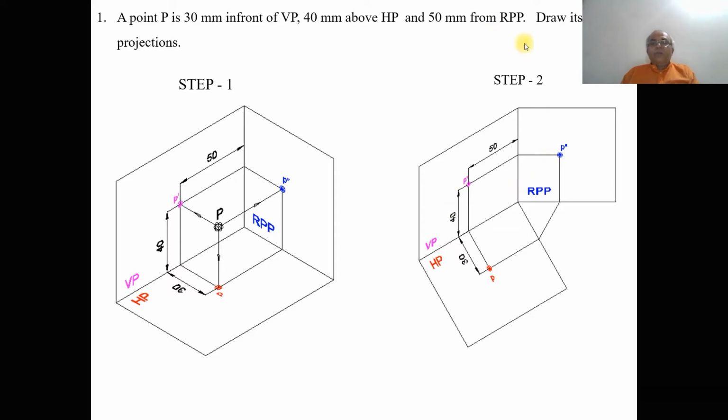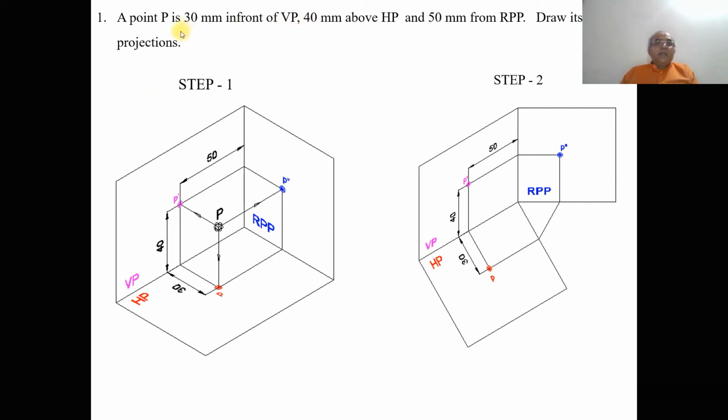In front of RPP means it should be seen from the left side view, because when you look from the left side view, I can see the distance in front of RPP. So that image will fall on the profile view. And the distance in front of RPP can be seen in the vertical plane and also in the horizontal plane. Now we are going to analyze this problem.